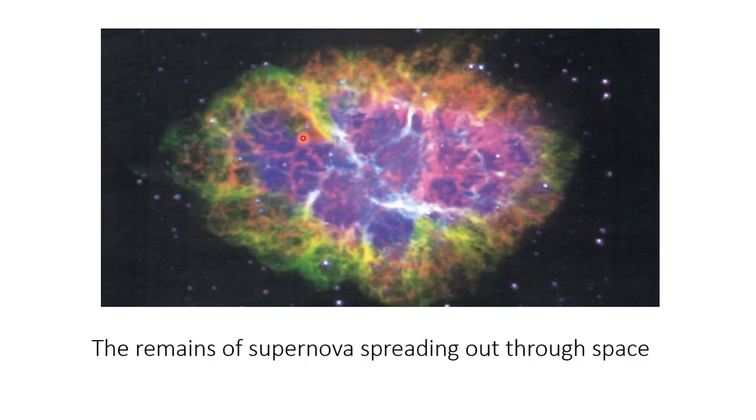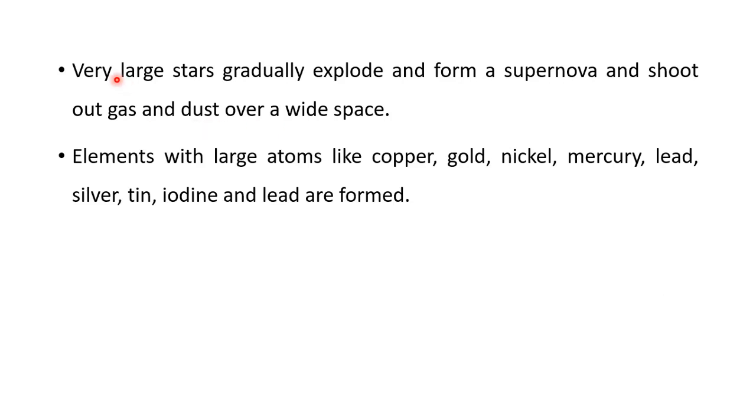This is the picture of the remains of a supernova spreading out through space. Remember, this statement says the very large stars gradually explode. Large stars explode and form a supernova and shoot out gas and dust over a wide range.